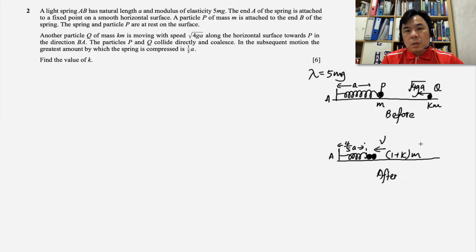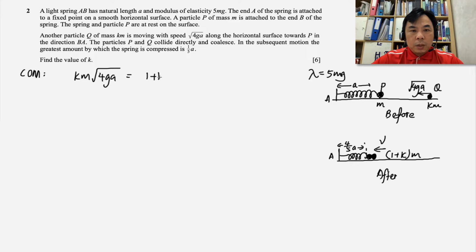Once you're happy with all the setup, we are ready to work with this. There are two concepts involved here. Firstly, you have to apply the conservation of momentum, looking at the pictures before collision. We have Km square root of Ga, and the total momentum before collision must be the same as the total momentum after the collision. When they collide, it coils. Therefore, we have 1 plus k m V, until it reaches the maximum compression. Maximum compression means when it reaches up to here, 1/5, the final velocity is 0.